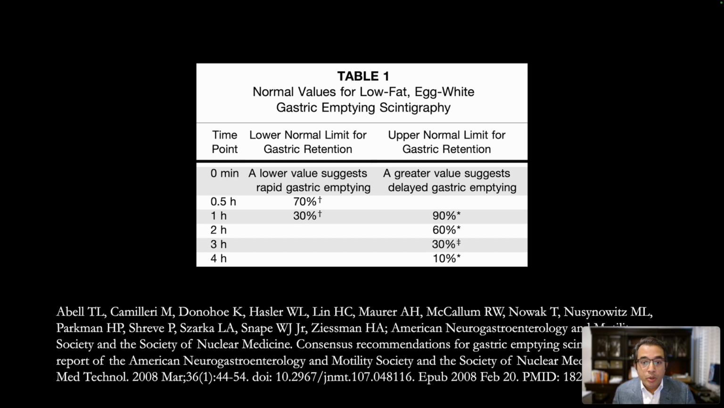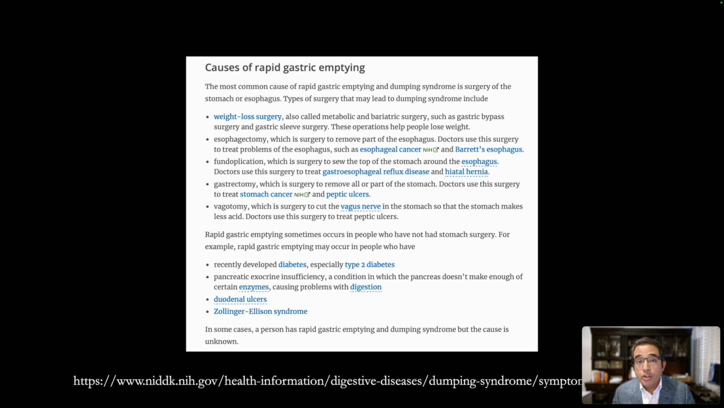And here are the numbers that we go by. In terms of the retention, a lower value at these two time points suggests rapid gastric emptying. So at 1 hour, if the retention is less than 30%, we call accelerated gastric emptying. And so what causes that? These are some of the causes that are related to surgery, followed by some causes that are seen in people who have not had surgery. And these include recently developed diabetes, especially type 2 diabetes, pancreatic exocrine insufficiency, duodenal ulcers, and Zollinger-Ellison syndrome.